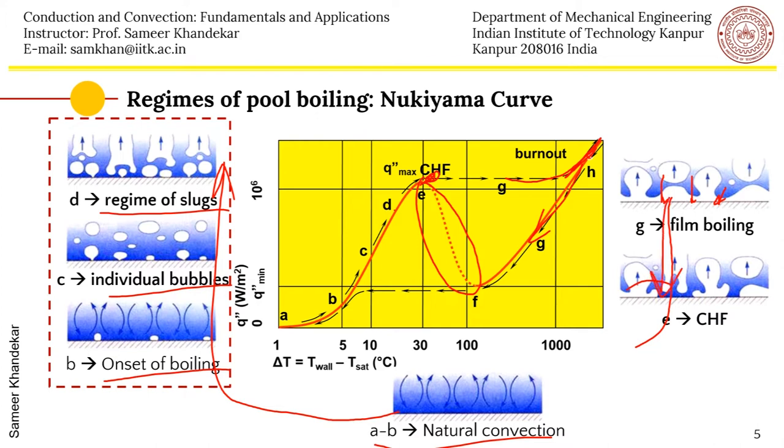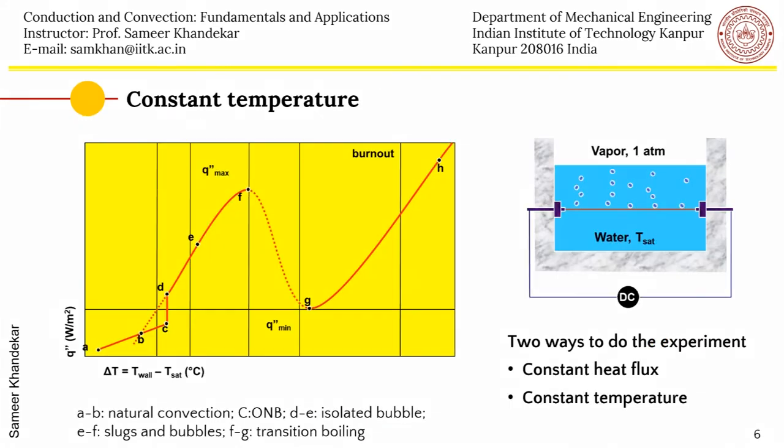In constant temperature, of course, in this case you are actually controlling the temperature. So you are going in this direction. Again, the same thing will happen, but at C, when the onset takes place, your heat flux increases. In this experiment, the heat flux is the dependent parameter. So a little increase in temperature will increase the heat flux enormously, and then again the slope changes. This slope, as we have seen, is the heat transfer coefficient, and this slope increases, and then you follow up to F.